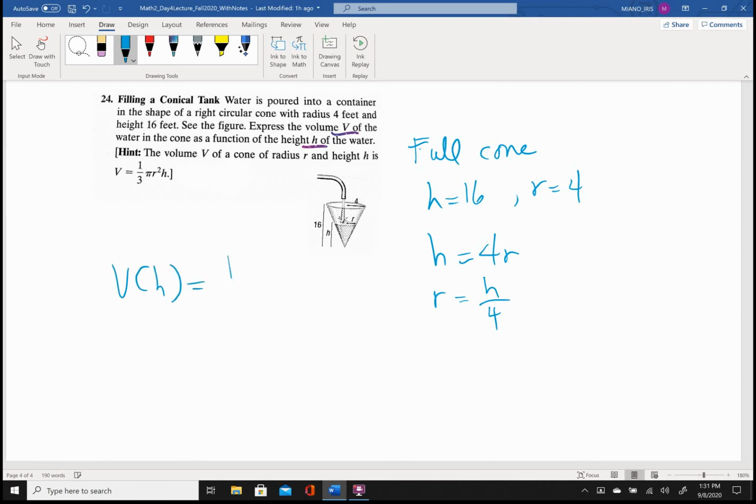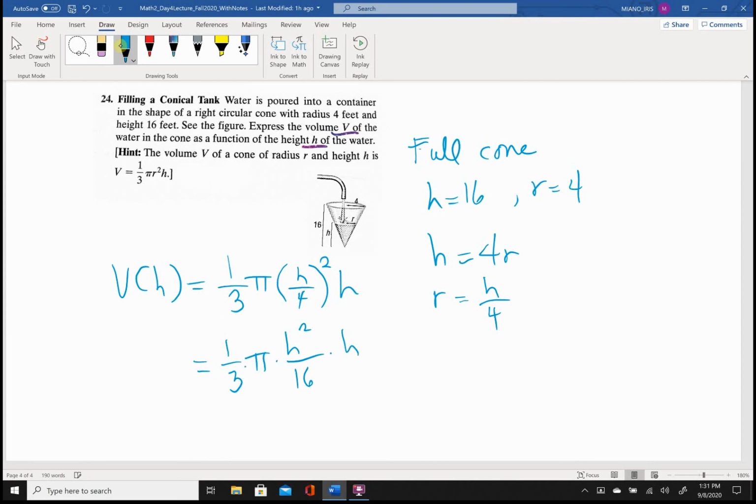So that initially will look like 1/3 pi, not r squared anymore, but (h over 4) squared. And then there's another factor of h. It's really just that simple. This is the trick to it, okay? So do a little bit more simplification. This will become h squared over 16 times another factor of h.